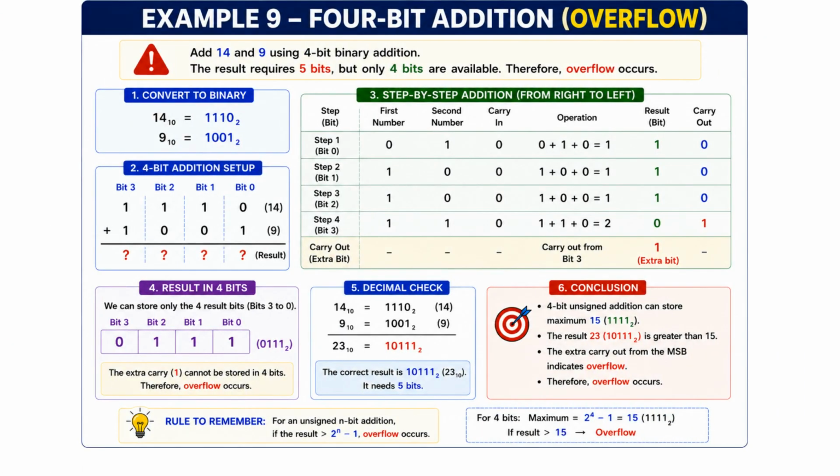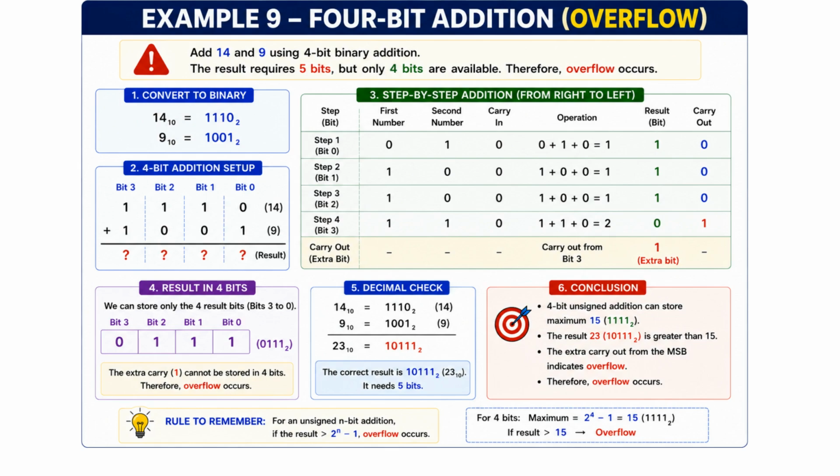This time, we are adding 14 and 9. First, convert both numbers to binary. 14 becomes 1110, and 9 becomes 1001. Now, add the binary numbers, starting from the rightmost bit. The correct binary answer is 10,111. Let's verify using decimal values. 14 plus 9 equals 23, and 23 in binary is 10,111.